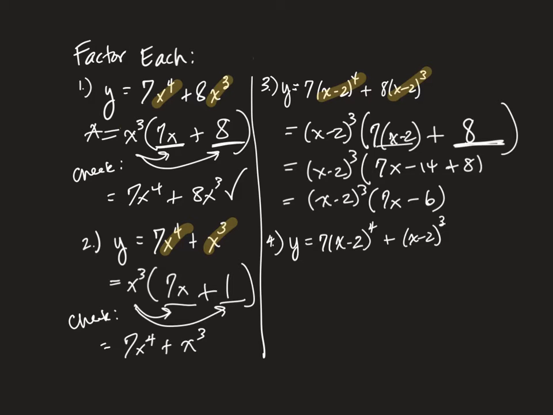All right, and again, similarly, we have 7 times x minus 2 to the fourth plus x minus 2 cubed. We have a common factor, the same common factor.